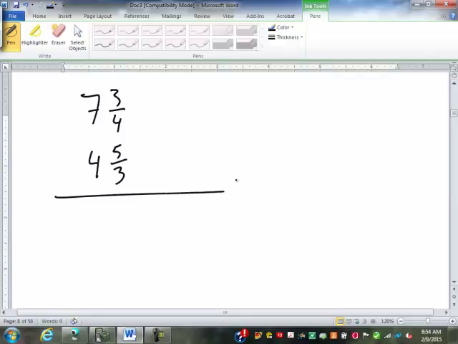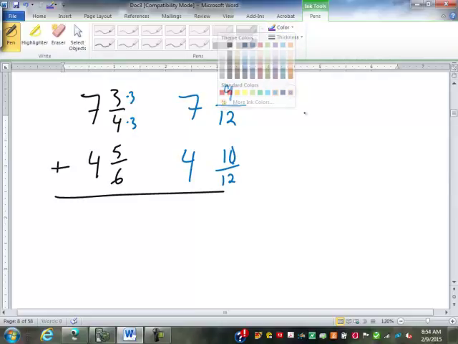So we have 7 and 3/4 plus 4 and 5/6. We need a common denominator. Now we could just multiply the two of them and get 24, but there's a smaller one we can use here. 12. Very good. What's this going to be? 9. Very good. 4 times 3 makes 12. 3 times 3 is 9. What's this one going to be? 10. Good. Now we go to add. 9 and 10 makes 19 12ths.